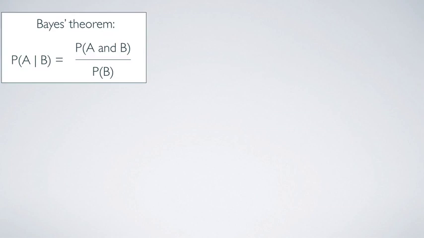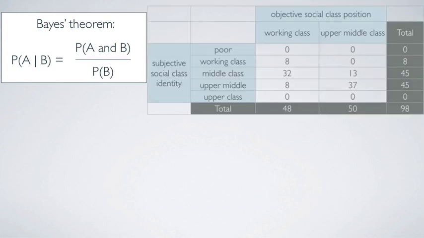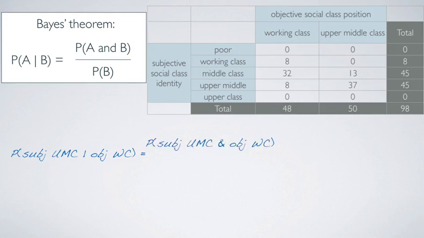A little more formally, we calculate conditional probabilities using Bayes' theorem, which states that probability of A given B is probability of A and B divided by probability of B. So that's the joint probability on the numerator divided by what you're conditioning on in the denominator. Using the same data set, and going back to the same question we were working with before, probability of subjective upper middle class given objective working class is going to be equal to the joint probability of subjective upper middle class and objective working class divided by probability of objective working class, what we're conditioning on.